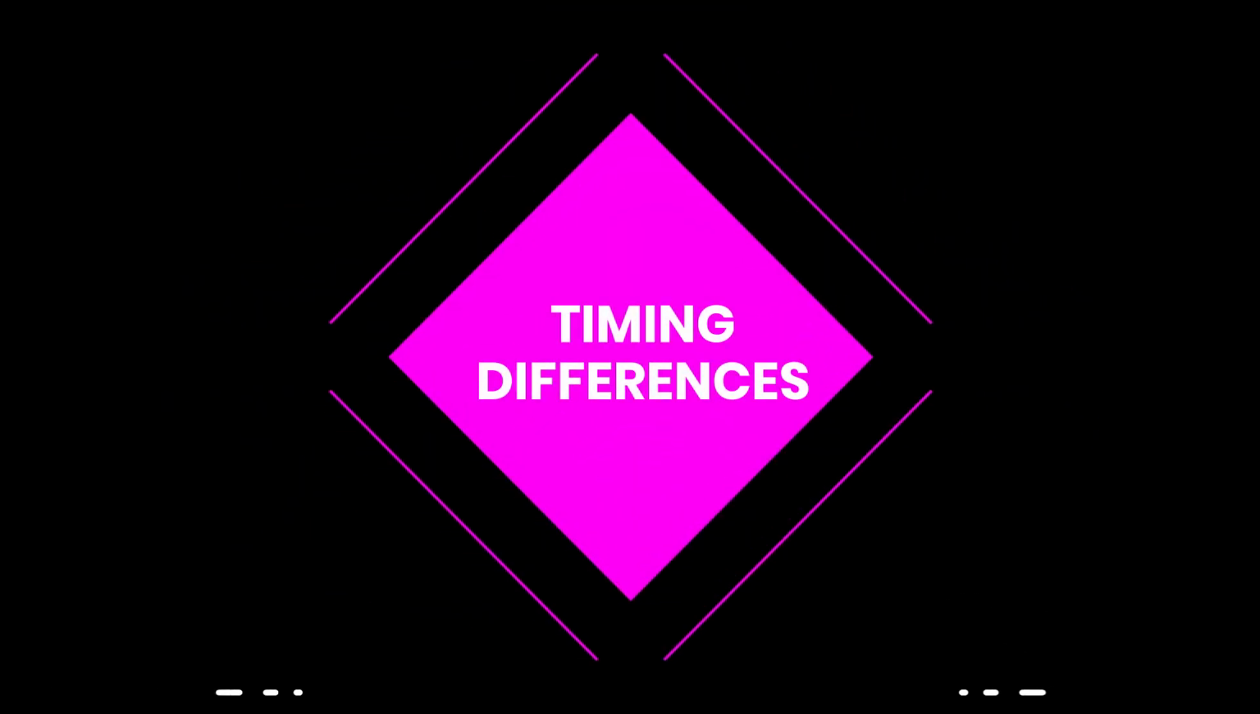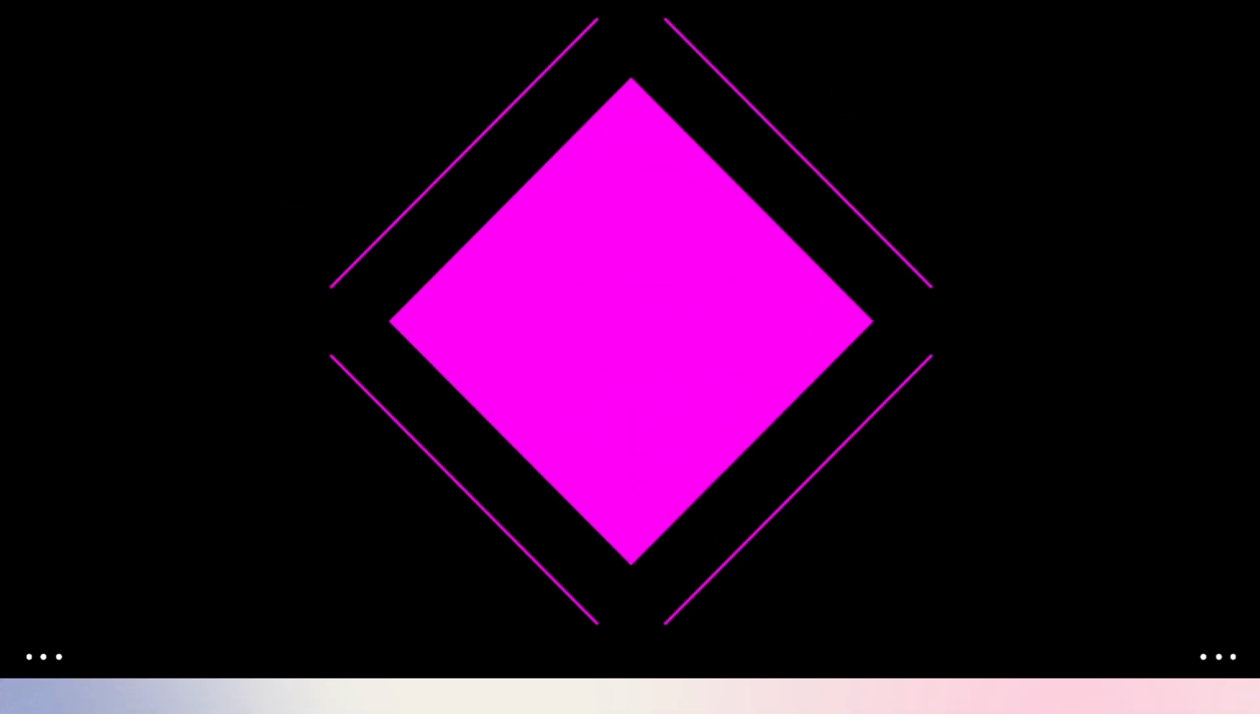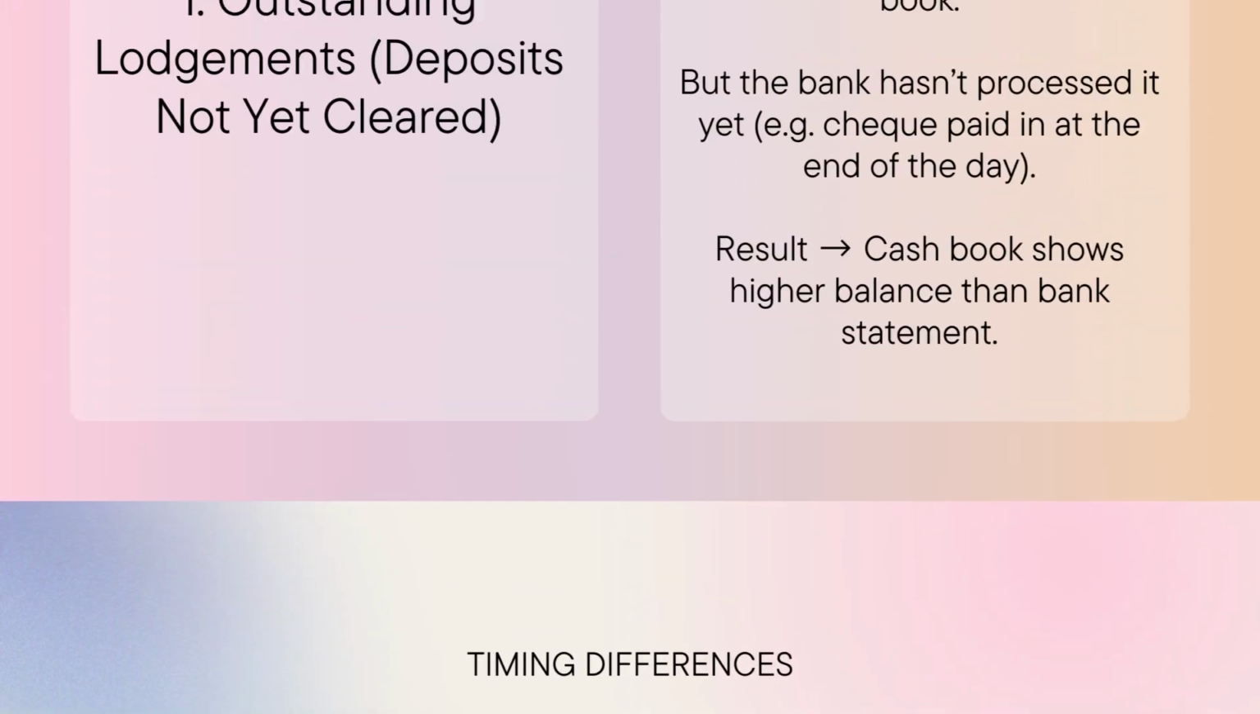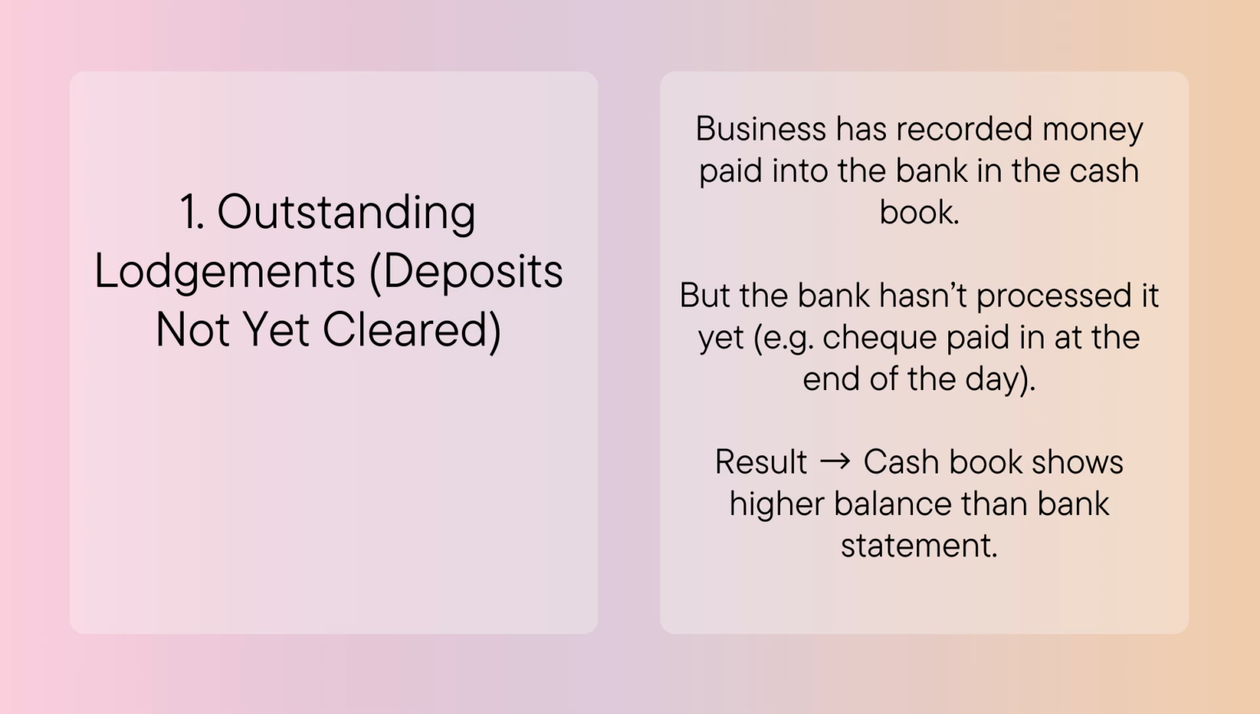So carrying on from our last video, we're going to have a look at the timing differences between a bank statement and a cash book. So let's firstly look at outstanding lodgements. These are deposits that are not yet cleared in the bank. It's where the business has recorded money paid into the bank in the cash book, but the bank hasn't processed it yet. For example, a cheque paid in at the end of the day, and the result is that the cash book shows a higher balance than the bank statement.